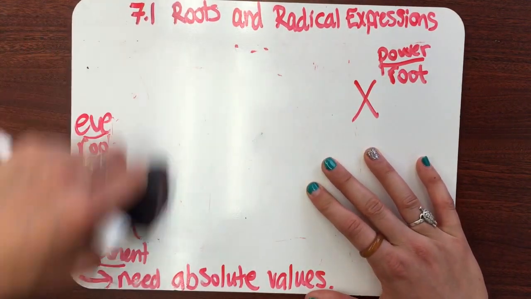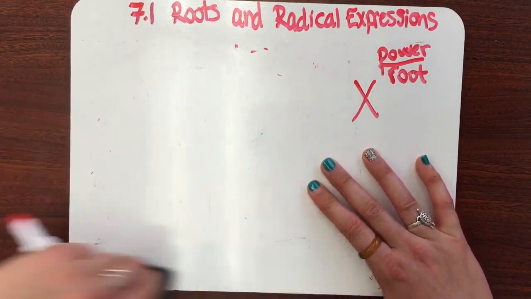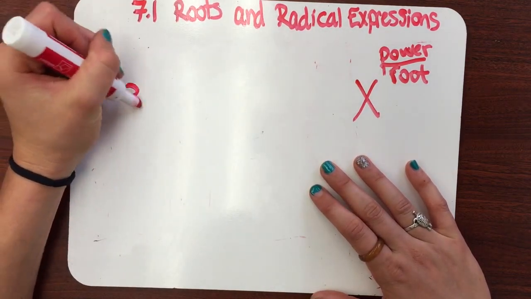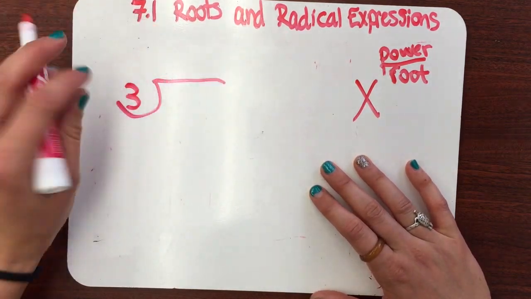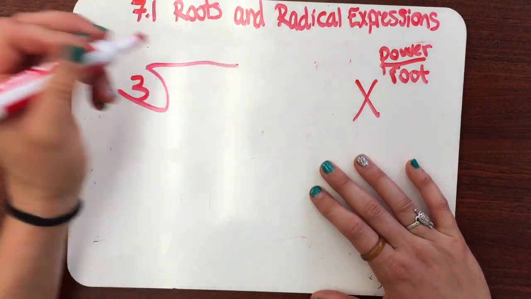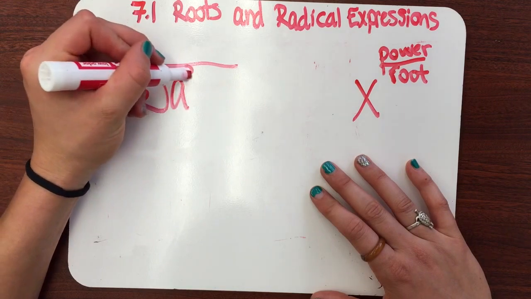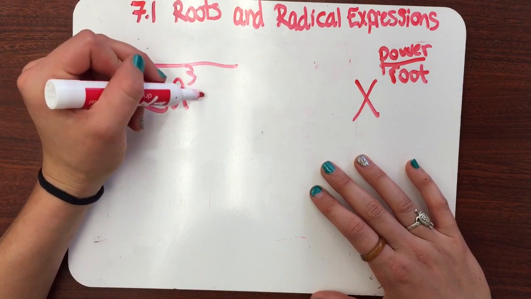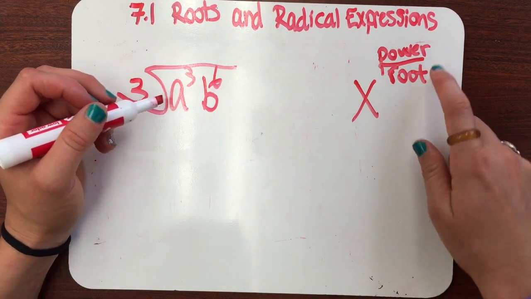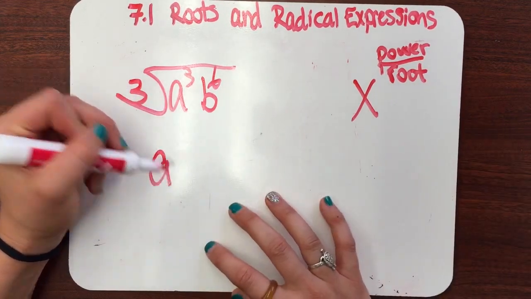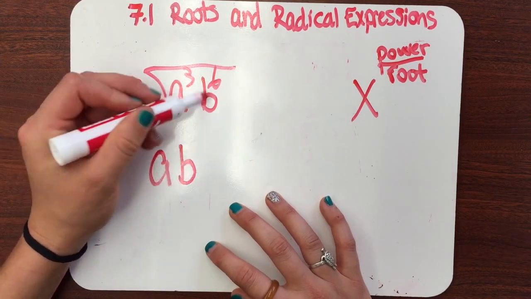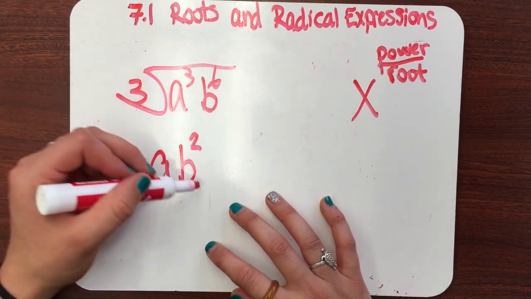That is not going to be the case for odd roots. If it's an odd root, you can have a negative underneath, like we did in a previous example. So if we have the cube root of a cubed, b to the 6th, then we're still going to use power over root. So you do a to the 3 over 3 is 1. And then we have b, 6 over 3 is a 2. And then that's it.